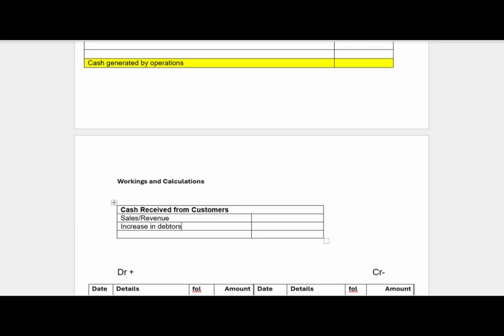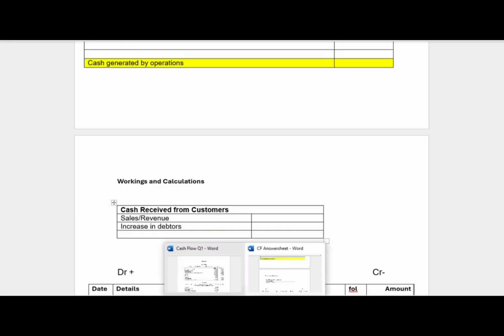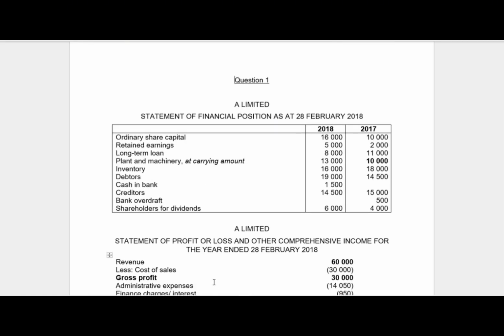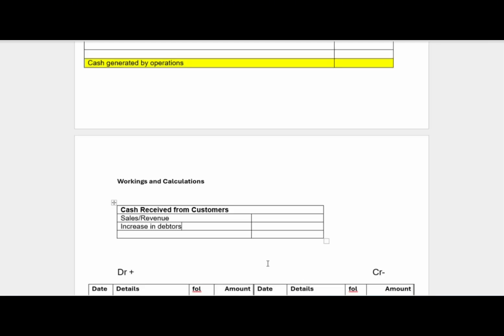There is an increase in debtors. So an increase in debtors is an outflow, right? So let's go and check how much our revenue or our sales is from this. Our sales is 60,000. So we are just going to put that 60,000 in our calculation there.